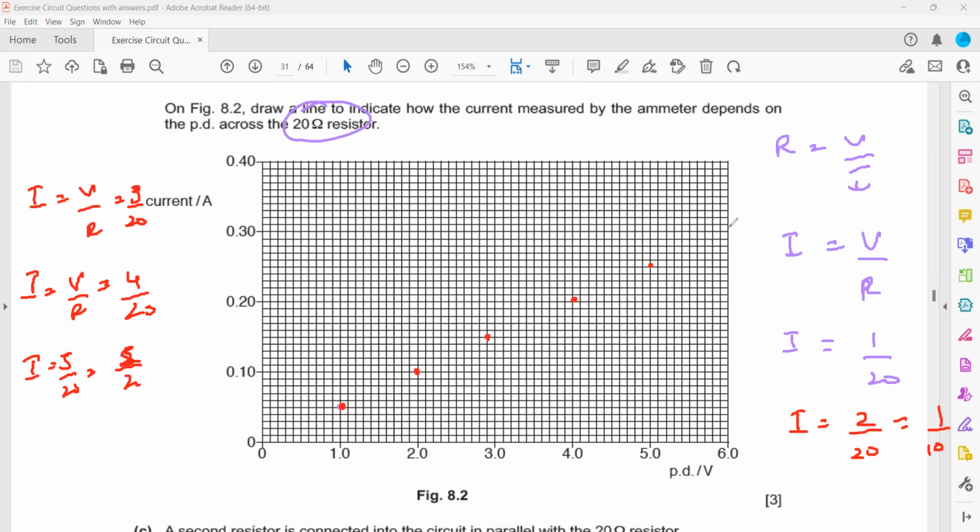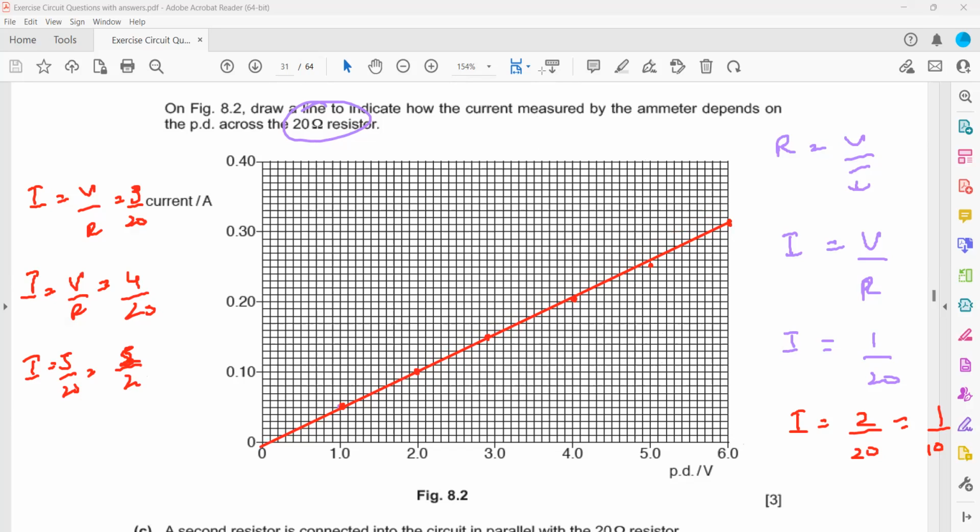And when it is 6, it will be 0.3. So we'll have a straight line which is passing through the origin. Even I can do this for one value only. I was just doing it for multiple values to explain the idea to you.